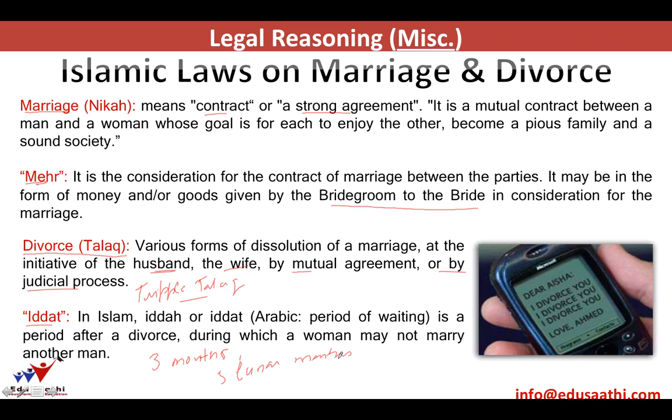This period is basically given for the sake of the child who might have been conceived by the woman during their marriage. So it would make it easier to decide who is the father of that child. So the iddat period actually is for the safety of the child who would be born out of the wedlock of the couple who are getting divorced. So if during those 3 periods the woman is not pregnant, in that case she can marry the other person after the 3 months or 3 lunar months.